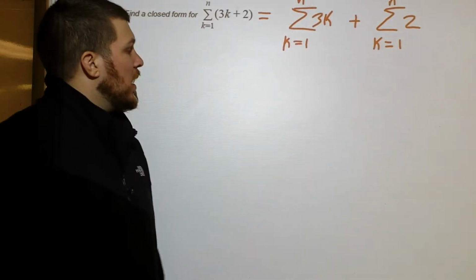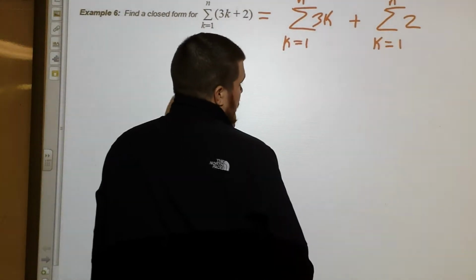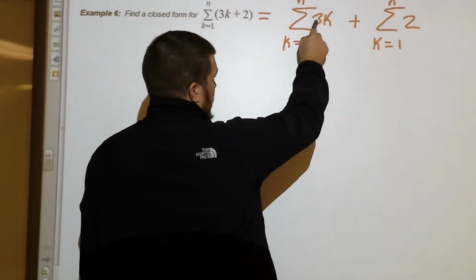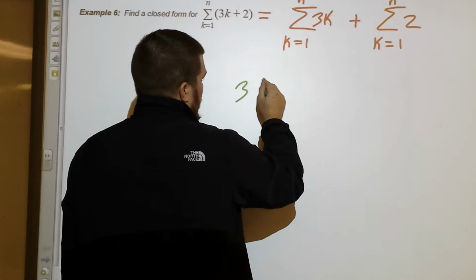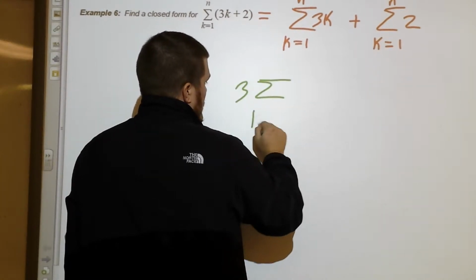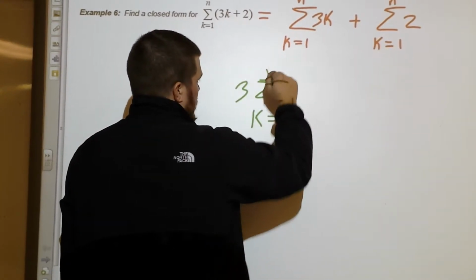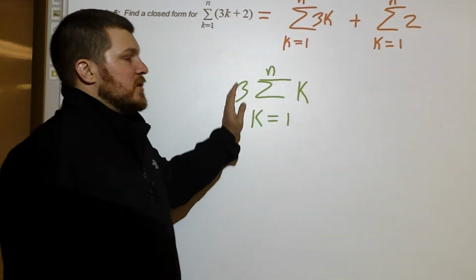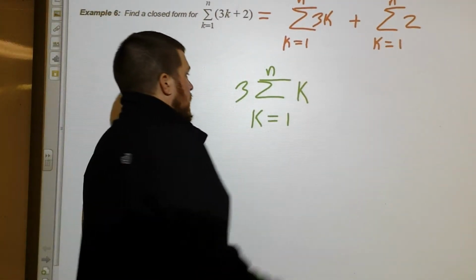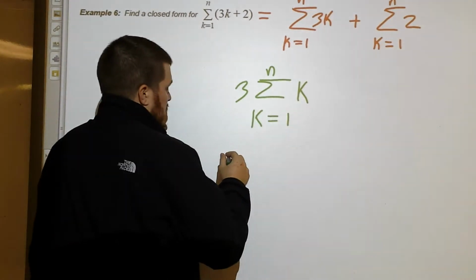Not too bad. Now we want to apply the coefficients comes out rules, because 3 is a coefficient and it gets to come on the outside. So 3 sigma, start with the first term, go to the nth term of k. So this 3 on the outside, it's done. It's going to keep dropping down. Now let's go ahead and keep working with this sum as much as we can.